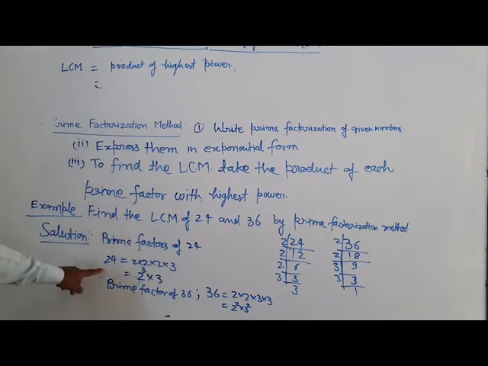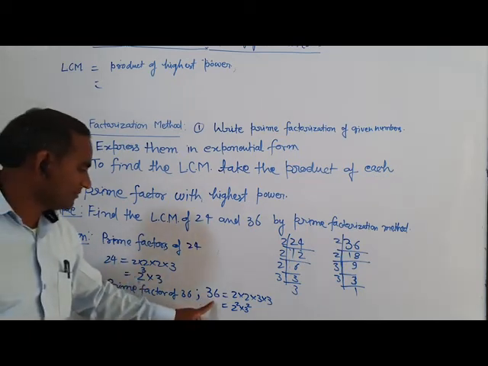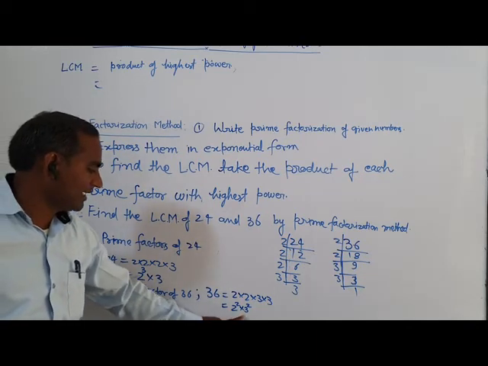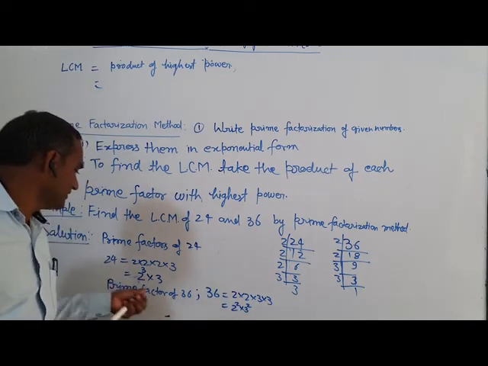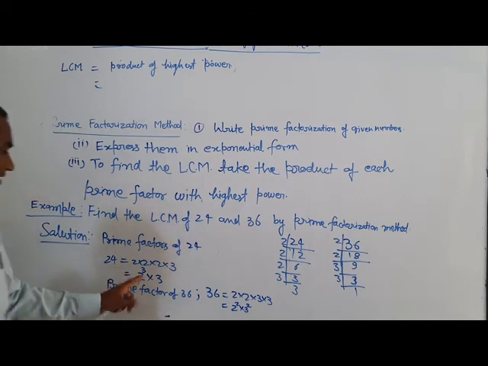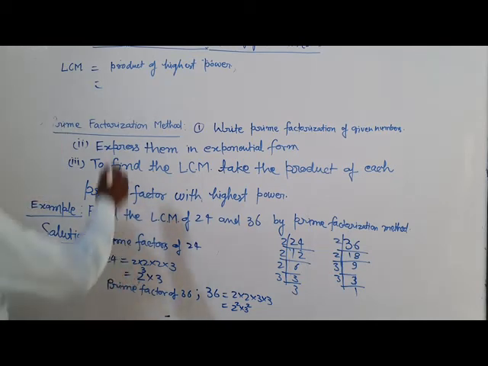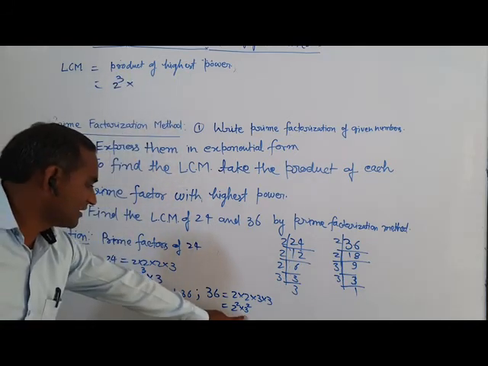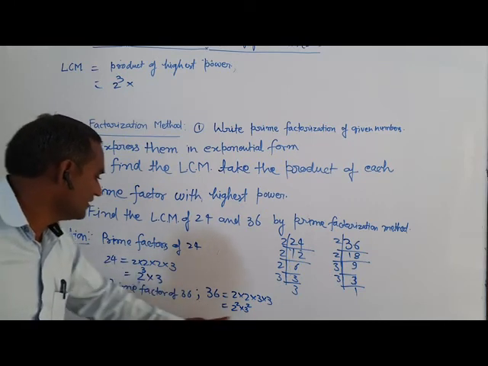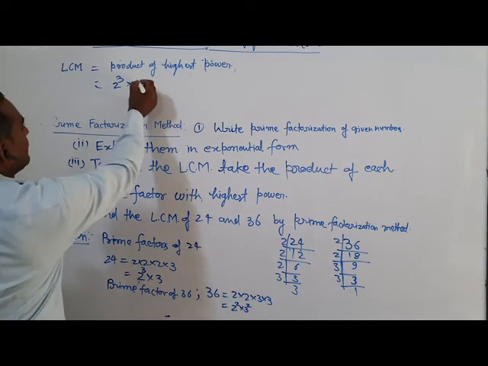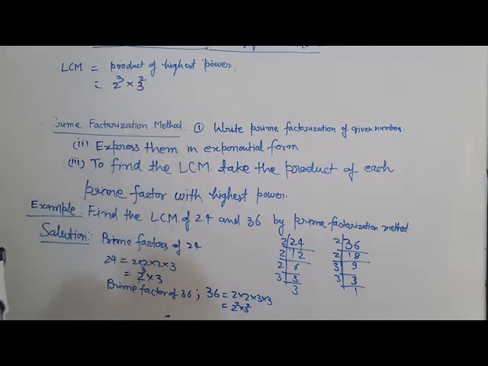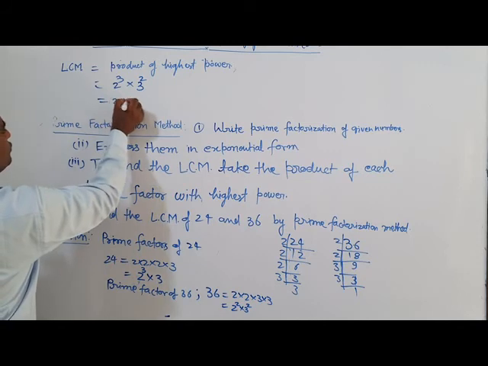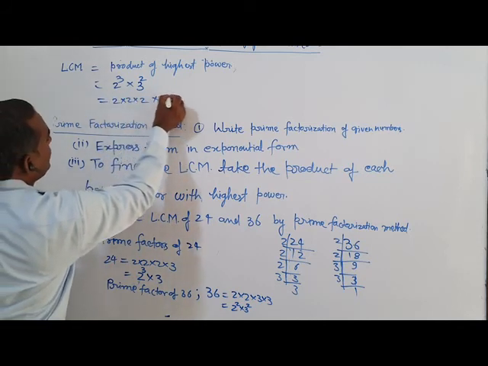What is the highest power here? The factor of 24 is 2 raised to the power 3 into 3. The factor of 36 is 2 raised to the power 2 and 3 raised to the power 2. Here, the power of 2 is more in 24, so we write that. So 2 raised to the power 3. Into the power of 3 that is more: here the power of 3 is 1, here the power of 3 is 2, so we write 3 raised to the power 2. Now multiply both: 2 into 2 into 2 into 3 into 3.